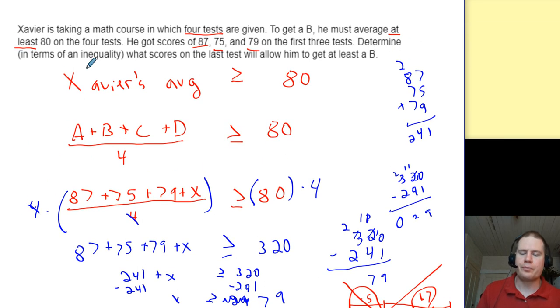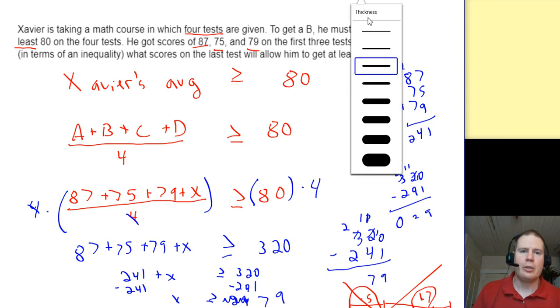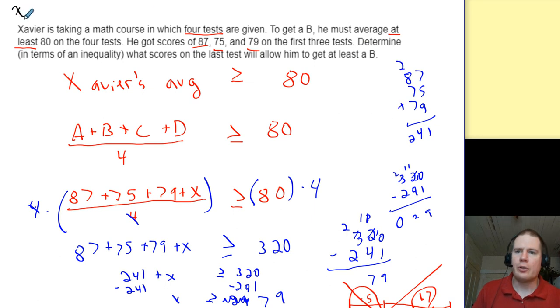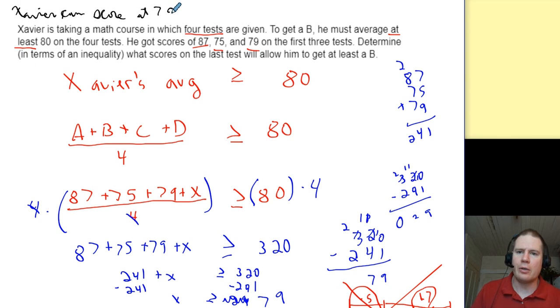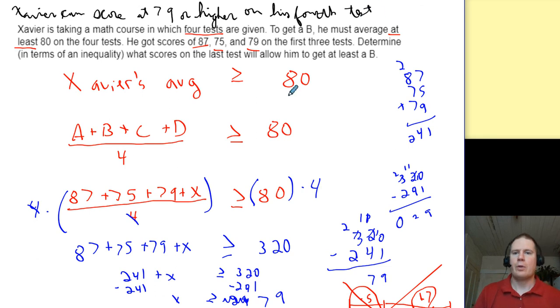Now, as always, when we're answering a question, we need to answer the question, right? Determine, in terms of an inequality, what scores on the last test will allow him to get at least a B. So we can say, with all confidence, Xavier can score, what was our limit here? Greater than or equal to 79. So he can score 79 or higher on his 4th test. Right, that's what we're looking at here.